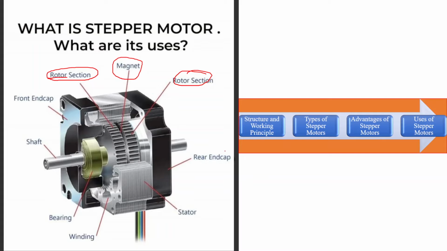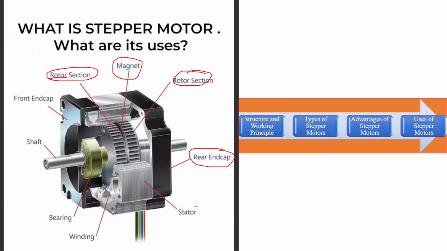Third one, we have the rear end cap. The rear end cap is a part of the motor's casing that encloses the back end of the motor. It provides protection and support to the motor's components and contributes to the overall structural integrity of the motor.